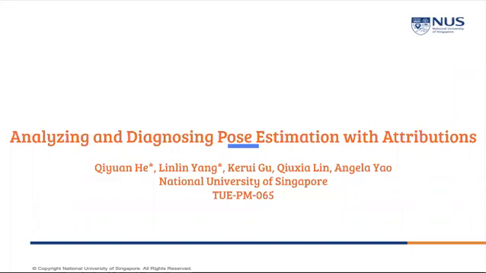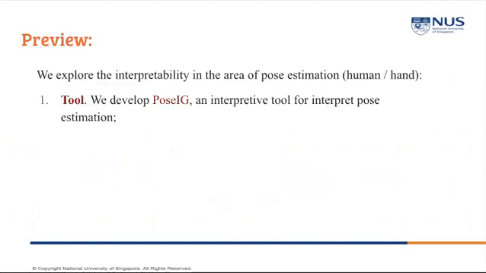Hello, everyone. I'm Chian, and I'm going to share our work accepted in CVPR 2023, which is analyzing and diagnosing pose estimation with attributions. To give a quick preview, we focus on the interpretability in the area of pose estimation. Since there is no previous work exploring it, we developed the first interpretive tool for pose estimation, which is PoseIG.